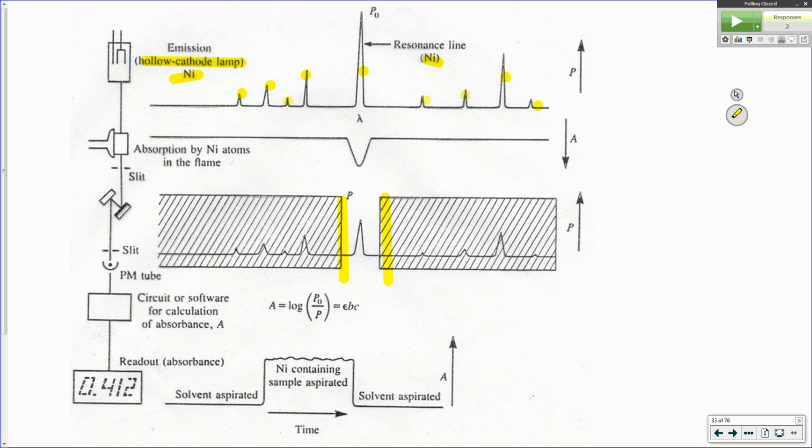And I shine that light through a flame that has some nickel atoms in it. Here's the absorption line for the nickel. All right, so as it passes through the absorption, the signal decreases. So this signal went from P naught to P. It got smaller because the nickel absorbed. And take the ratio of those two, take the log of it, get the absorbance. So at the burner, what it would look like is that the solvent would have an absorbance, and then I aspirate the sample into the flame, and then there's going to be an absorbance, and then it would fall back down if I went straight to the solvent.